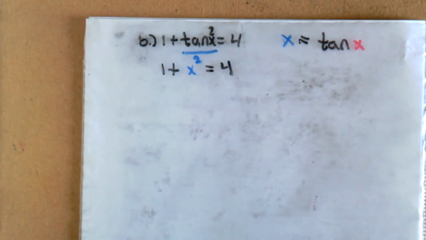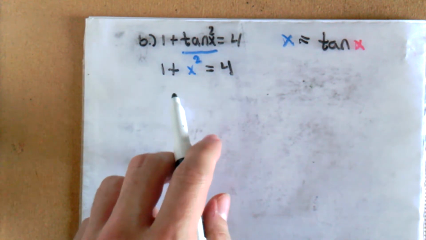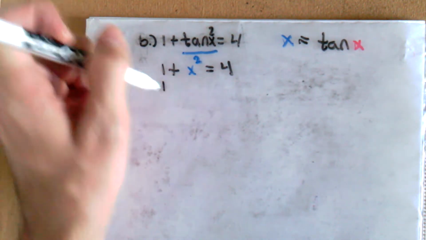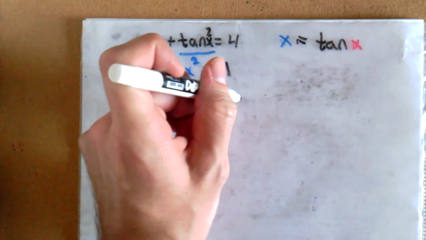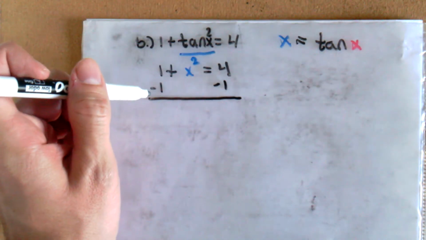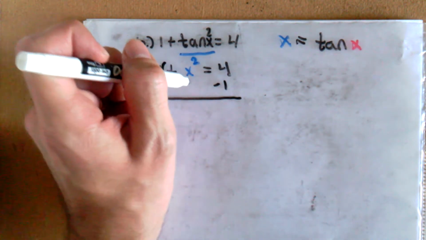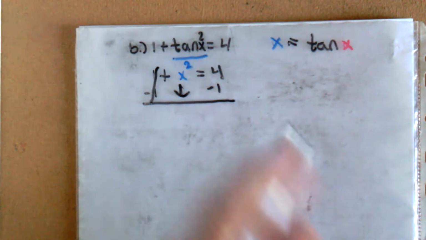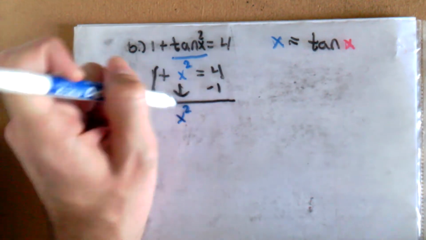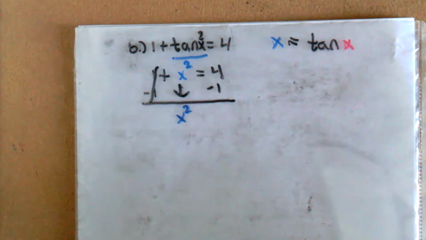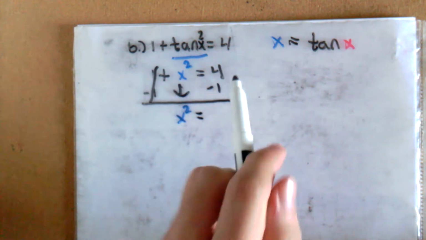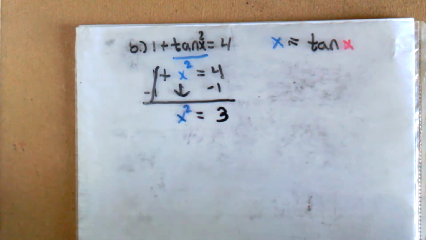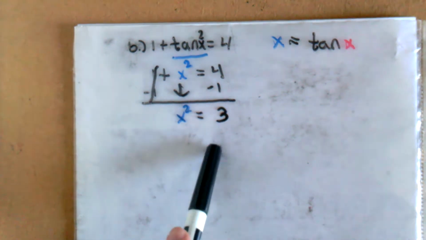We want to get x by itself. To do that, we're going to want to subtract 1 on both sides. So let's go ahead and subtract 1. 1 minus 1 is 0. It just cancels out like what we wanted. We can bring down our x squared. That gives us x squared over here equal to 4 minus 1 is going to be 3. Okay, now we have x squared equals 3.